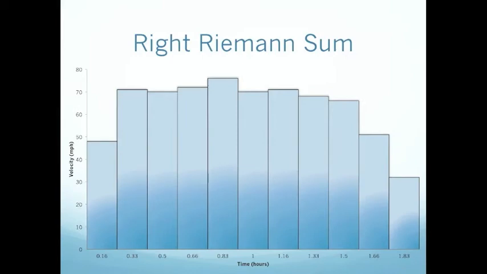And likewise, now looking at the right-hand Riemann sum, if you find the area of every single one of these blue bars and add them together, you should get 116 miles, exactly what we got a couple slides back. And if you don't believe me, go ahead and try this on your own. Find the area of every single one of those blue bars and add them together. And take my word for this, you're going to get 116 miles.